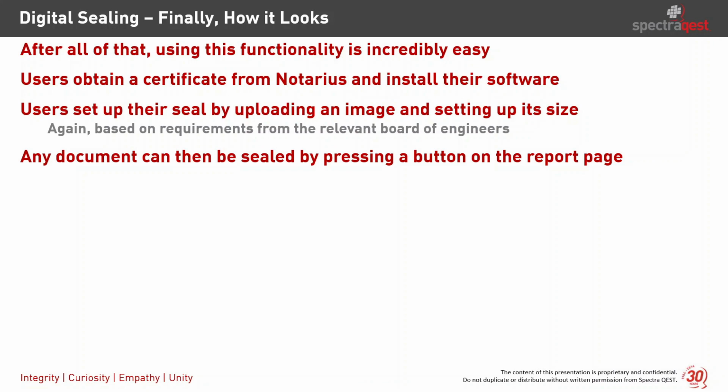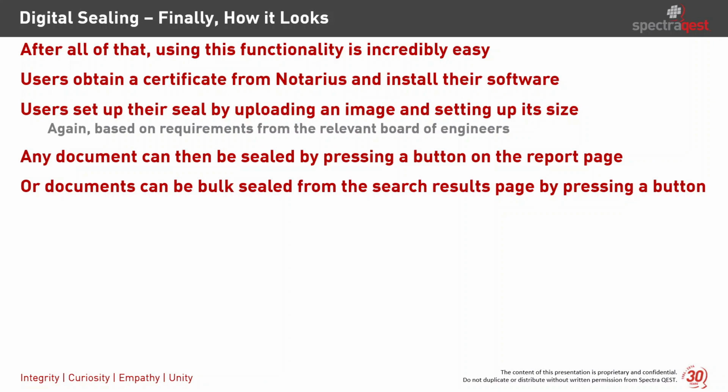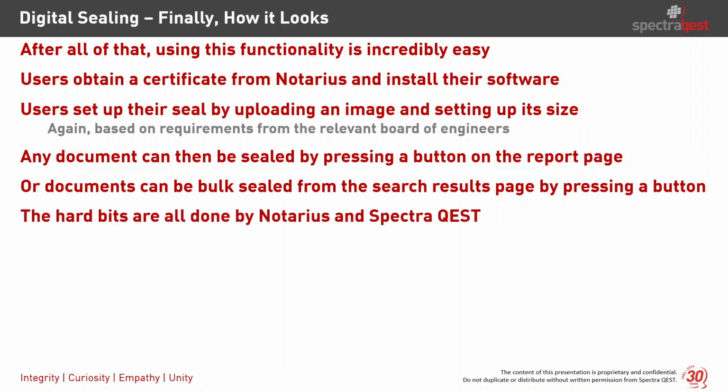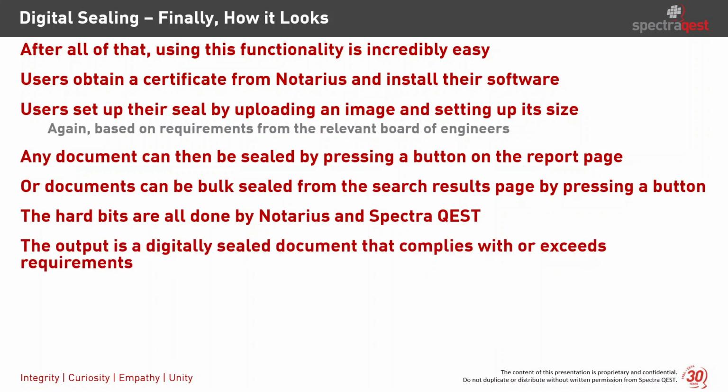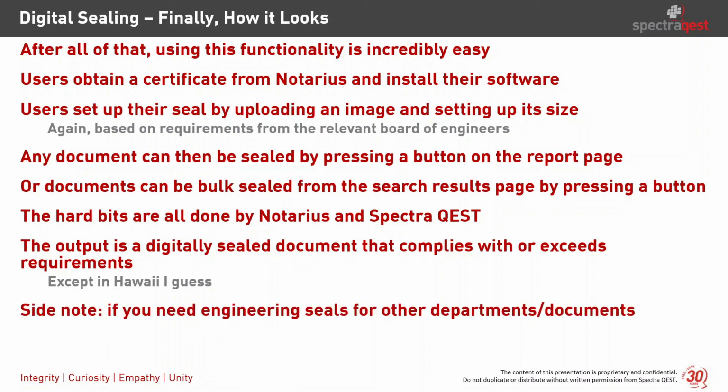And then any document can be sealed by pressing a button on the report page, or documents can be bulk sealed from the search results page by pressing a button. The hard bits are all done by Notarius and Spectra QEST. And the output is a digitally sealed document that complies with or exceeds all the boards of engineering requirements around digital seals that exist in the United States. Except in Hawaii, I guess, which doesn't really have any requirements around digital seals except don't do it.